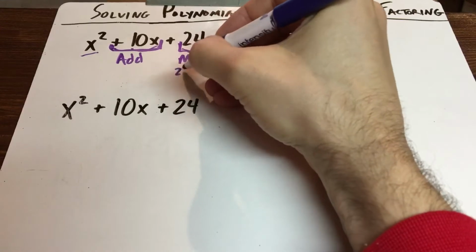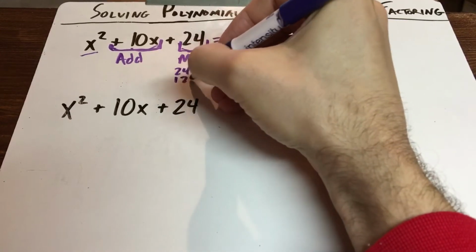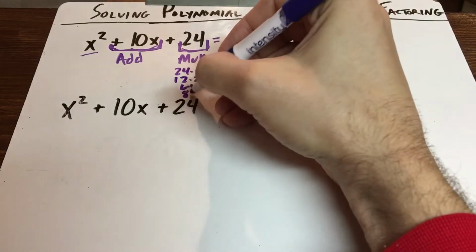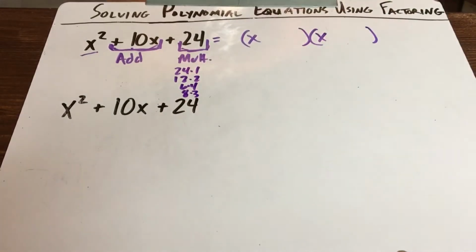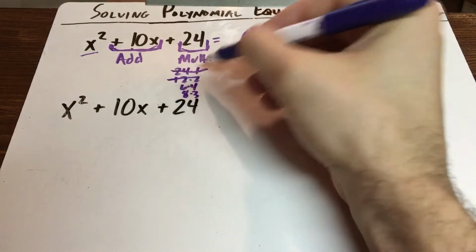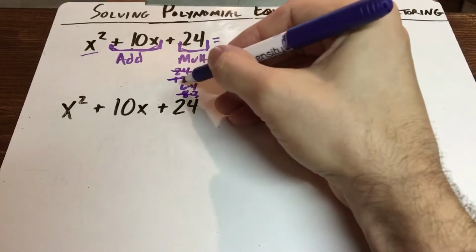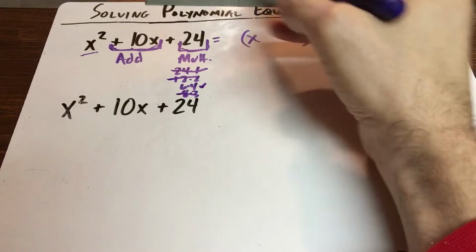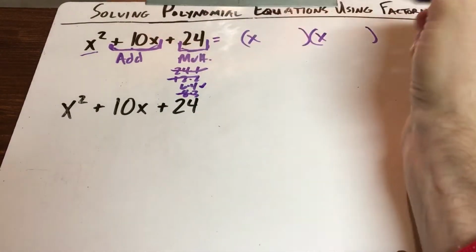And there's lots of ways to get 24. Obviously, 24 times 1, 12 times 2, 6 times 4. Oops, I forgot 8 times 3. There's only one of those combinations that has the two numbers add up to 10. It's not 24 and 1, that equals 25. 12 plus 2 is 14. 8 plus 3 is 11. It's got to be this one right here, 6 plus 4. And so 6 plus 4 would equal 10, and 6 times 4 would equal 24.